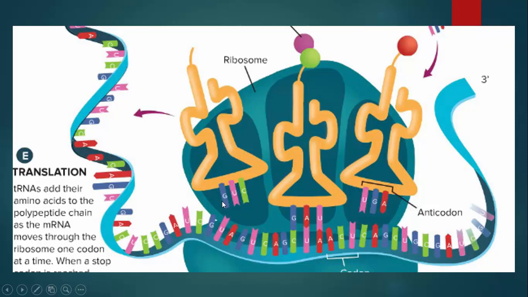The G, no, that's not right. The G pairs up with C, the U pairs up with A, the C pairs up with G. So it'd be coding for this amino acid right here. So then once it drops off the amino acid, and those are these things right here on the top, it will go and figure out what it needs to bring next.